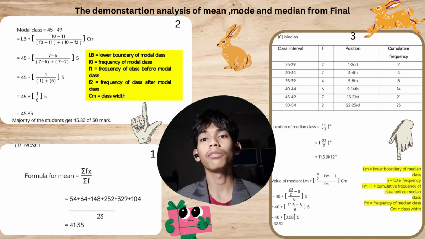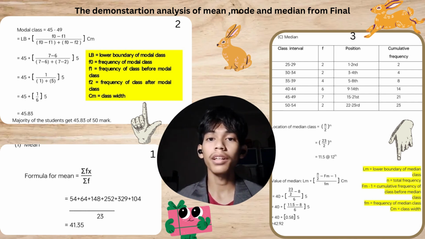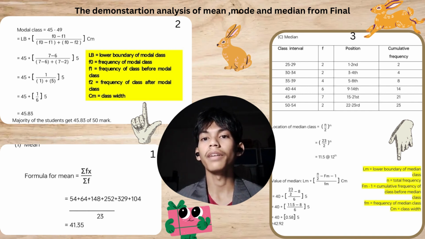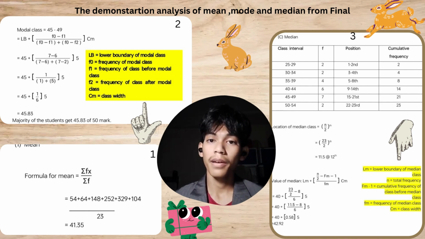Next, how to calculate mode? First, we must find the modal class. How to find the modal class? You can refer to the group frequency of final mark and select the mark that has the highest number of students. Then, use the formula: lower boundary, plus in brackets frequency of modal class minus frequency of class before modal class, divided by in brackets frequency of modal class minus frequency of class before modal class, plus in brackets frequency of modal class minus frequency of class after modal class, then times 5.